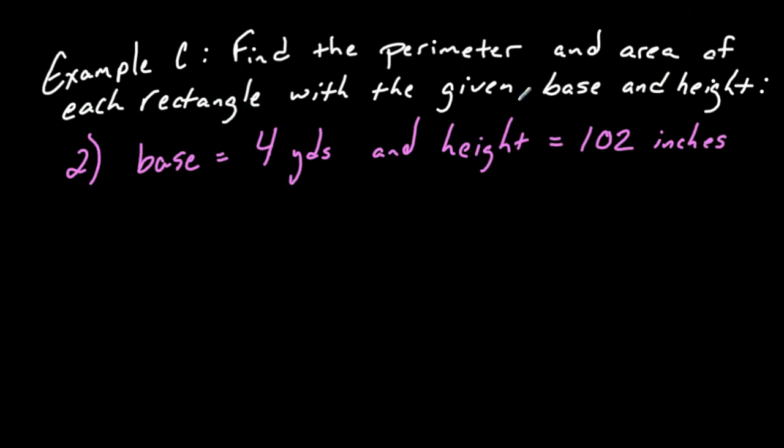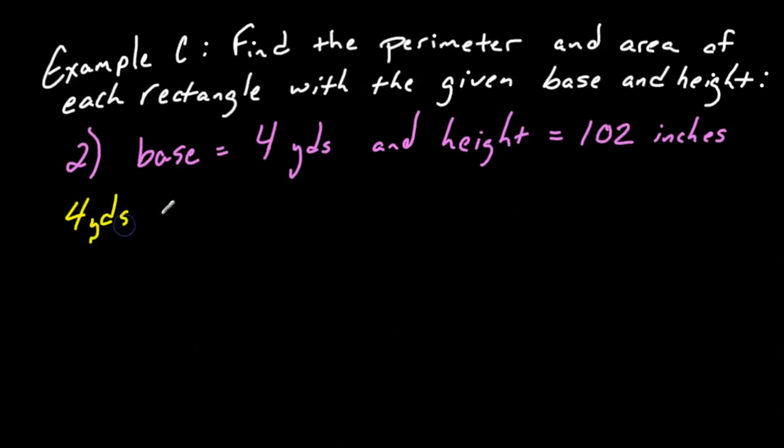All right, next one. Same deal. Got base is 4 yards, height is 102 inches. We cannot do 4 times 102 because we wouldn't know what our units would be. So we got to convert one of them. I'm going to take 4 yards. And I know there's 3 feet in a yard, so I could do 3 feet times 4 yards, which would give us 12 feet. That means 4 yards is really 12 feet.